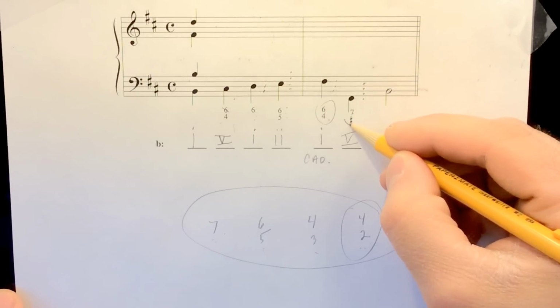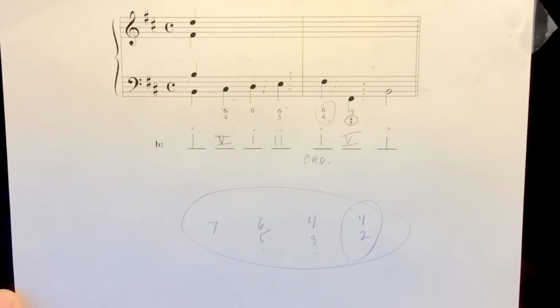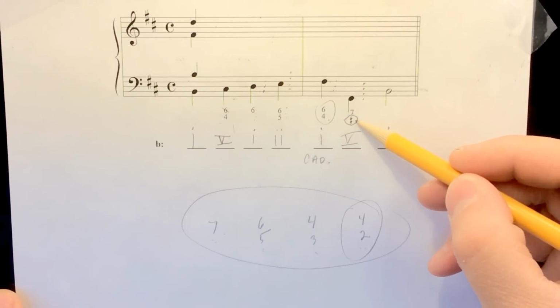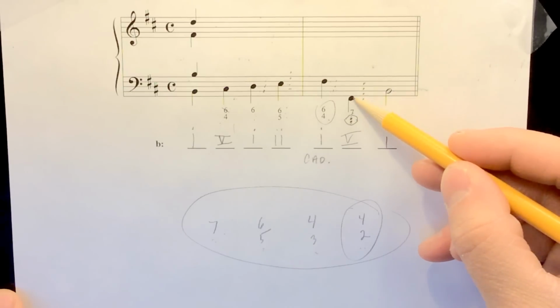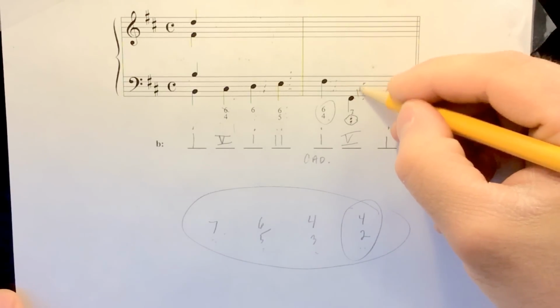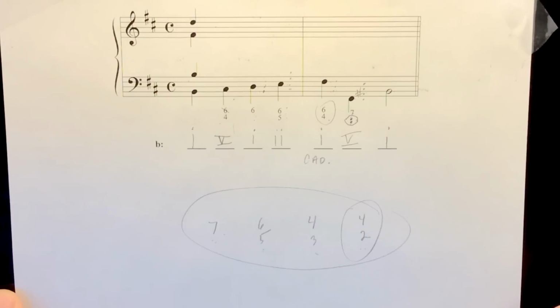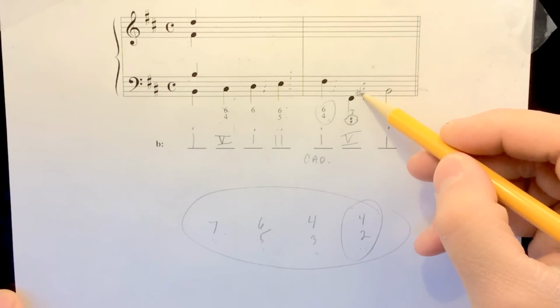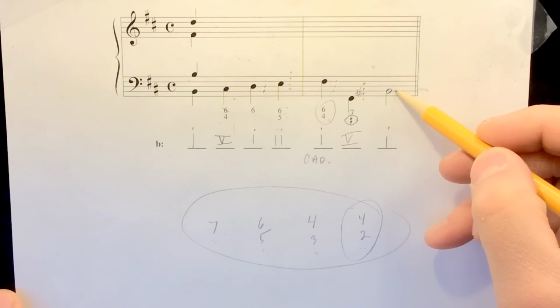I'm going to turn your attention to this standalone sharp. Any standalone accidental like that means that the third above the bass will have that accompanying accidental. So the third above an F sharp is an A. So this A will need an A sharp. And the A sharp, of course, is the leading tone in the key of B minor.